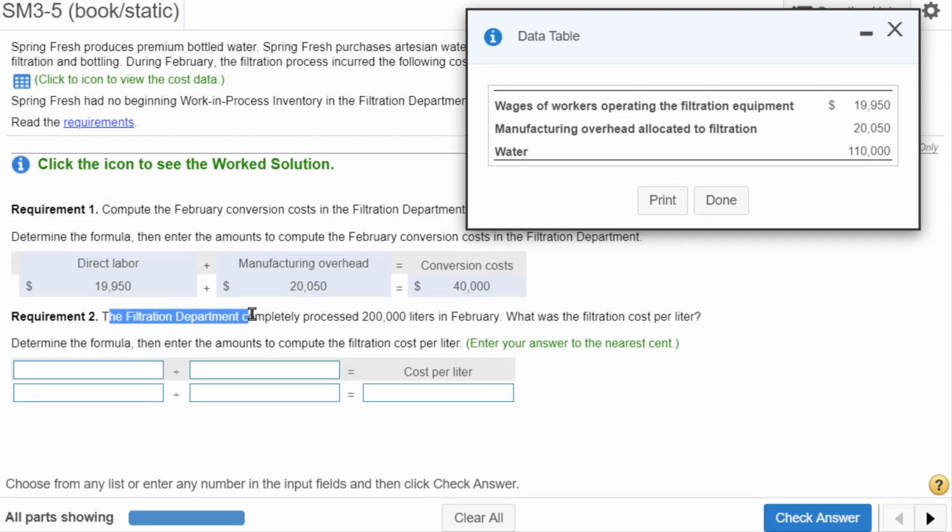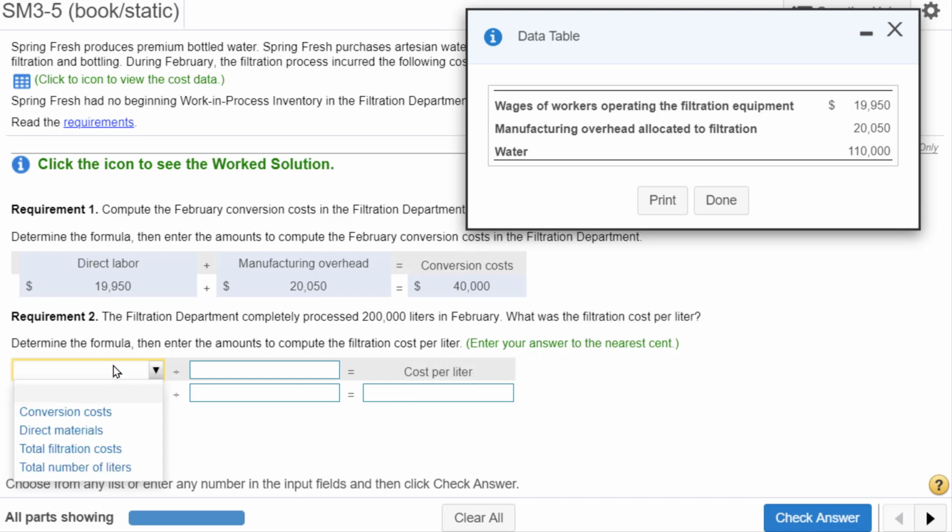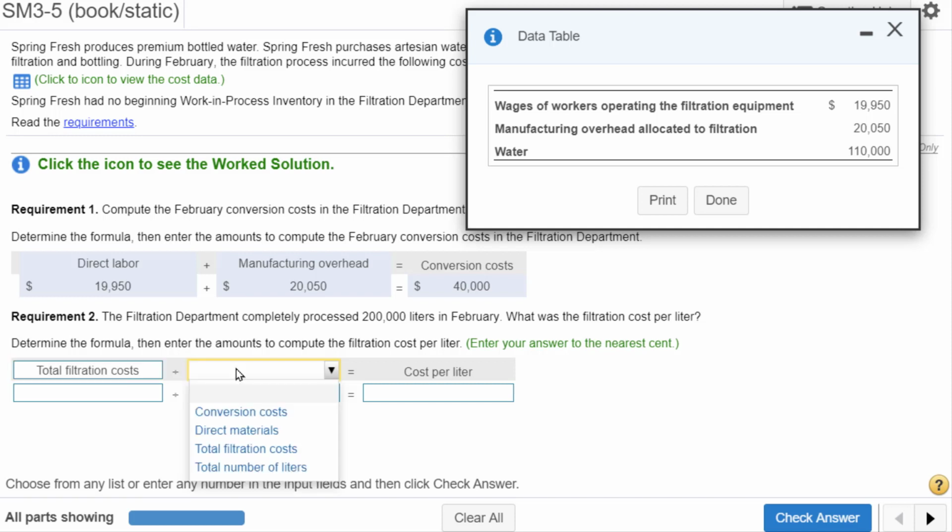Requirement 2, the filtration department completely processed. Now this is important. These units, 200,000, are completely processed. If they were partially completed, then this whole process would be a little bit more difficult to do. So the filtration department completely processed 200,000 liters in February. What was the filtration cost per liter? So per unit. The way we're going to calculate the cost per liter is we're going to take the total filtration costs and divide it by the total number of liters.